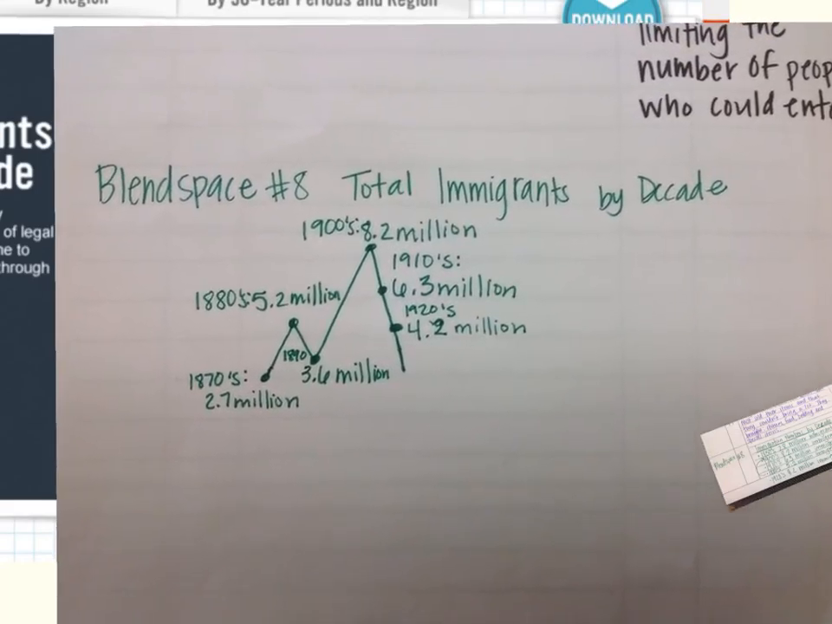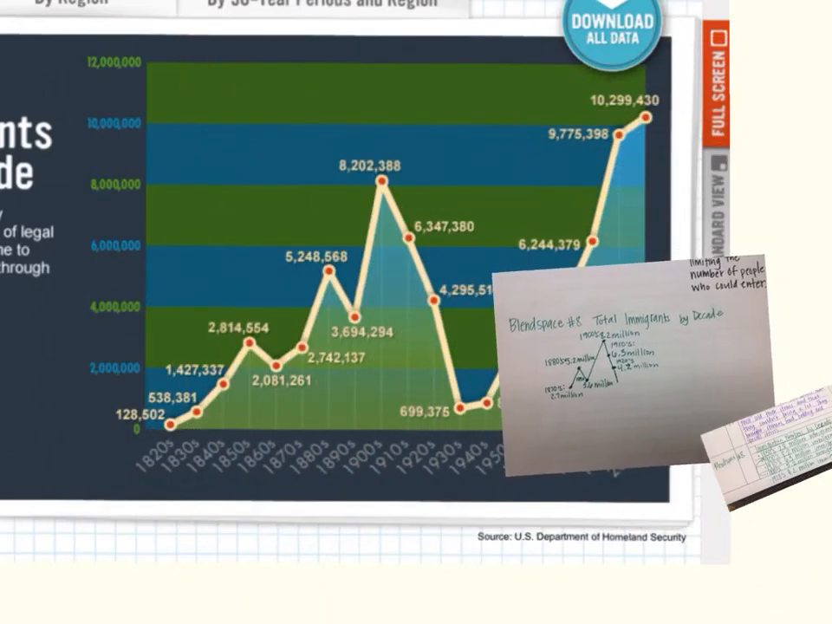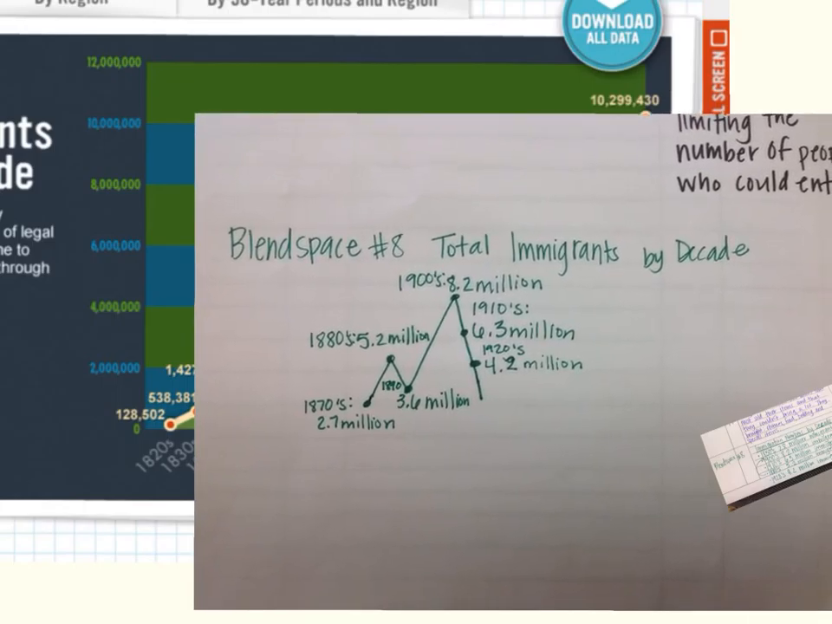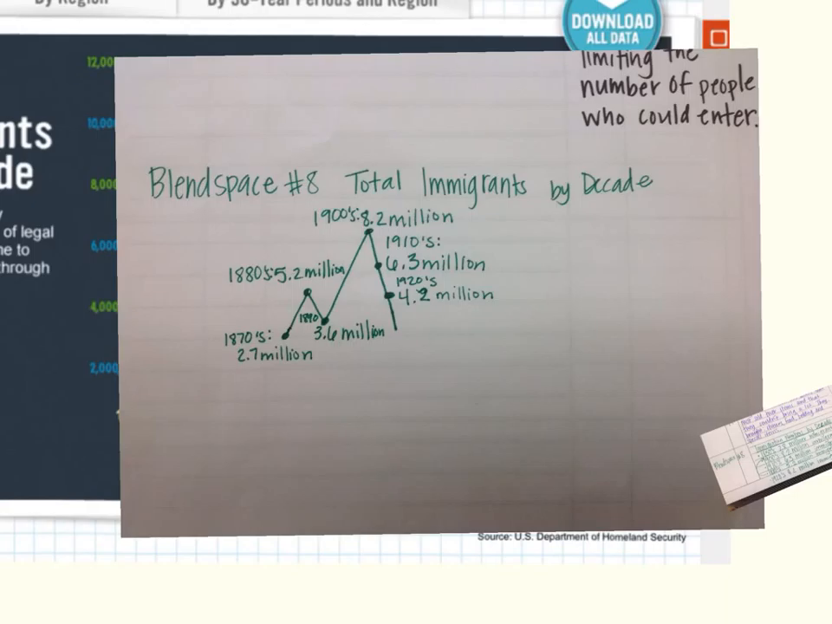Readers, then I created a timeline, and I kind of created a timeline that looks a little bit like the chart. It shows the up and down of the immigrants. So on my chart you can see that in the 1870s 2.7 million people immigrated, in the 1880s 5.2, then it dipped in the 1890s and it was 3.6. And then in the 1900s, immigration peaked with 8.2 million. 1910s went down to 6.3, in the 1920s, 4.2. Readers, I wrote this note because I wanted to remember that in the 1900s, immigration peaked at 8.2 million.